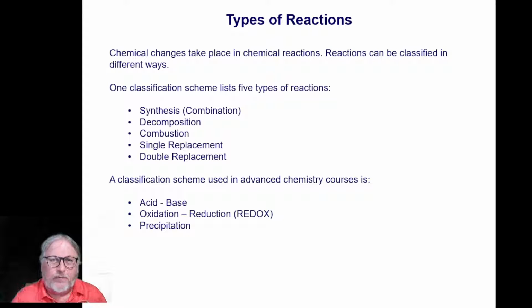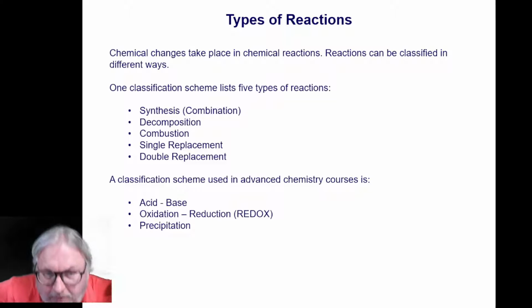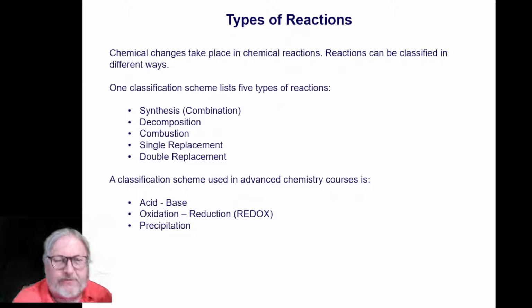All right? We're going to talk about five types of reactions. We're going to talk about synthesis. Another name for that would be combination. All right, where we combine two different chemicals into another new chemical. Decomposition, which is where we take one apart. Combustion, which is where we burn something in oxygen, or hydrocarbon and oxygen.